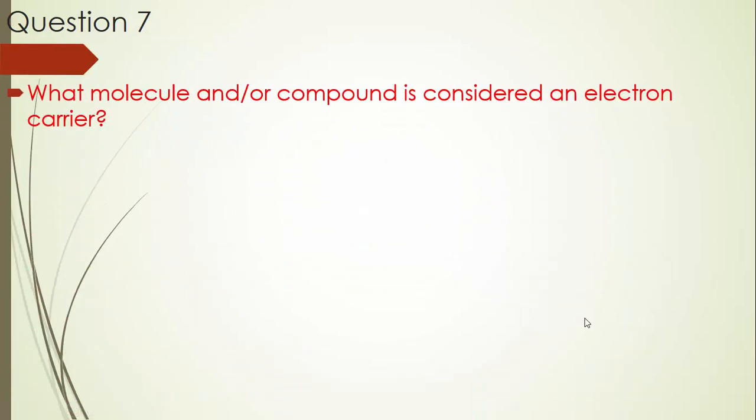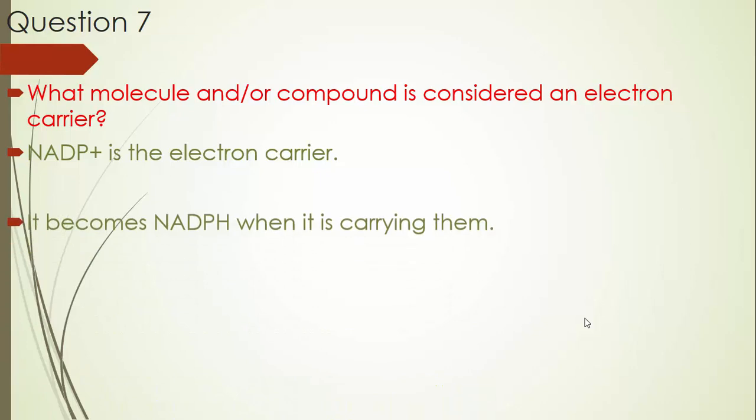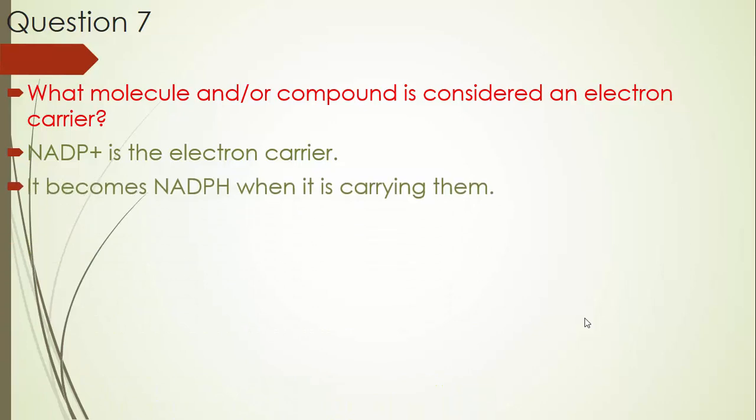All right, number 7. What molecule or compound is considered an electron carrier? And these are the NADP plus molecules. These are the electron carriers. It becomes NADPH when it's actually carrying those high energy electrons. When it drops off those high energy electrons, it becomes NADP plus. If you're asking where in the world does the H come from, the high energy electrons comes from when you water a plant. You don't water a plant because it's thirsty. You water the plant because it does need those high energy electrons.